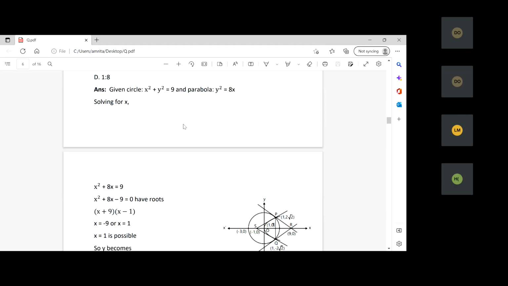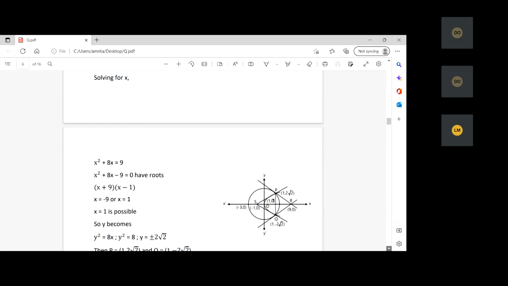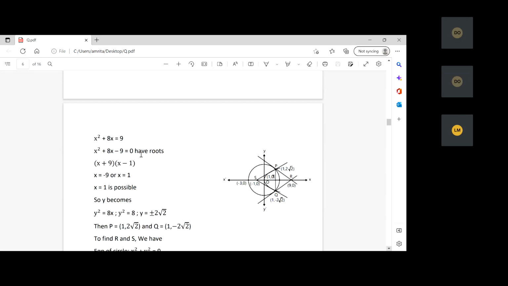The initial or the basic idea that has to be in your mind is this. So what will it be? x square plus 8x equal to 9. So we need to identify the roots. So this will be (x plus 9)(x minus 1), so x equal to minus 9 and x equal to 1. So what's the value of x that is possible? The value of x that's possible is x equal to 1. Initial basic idea.